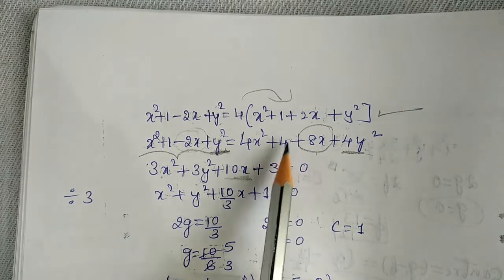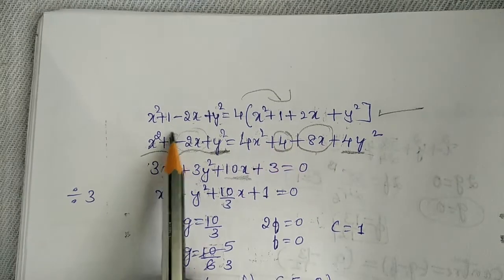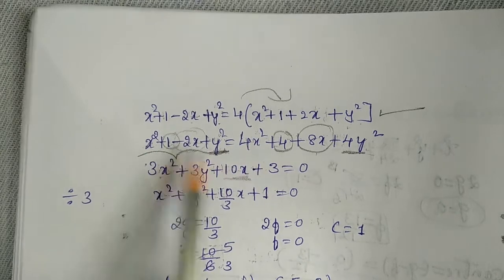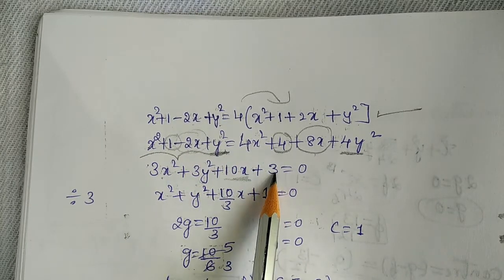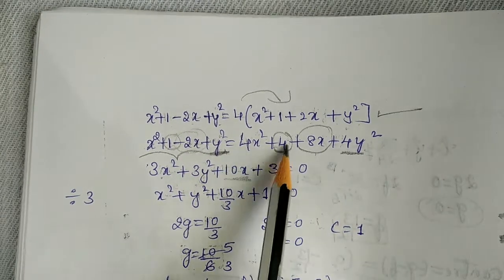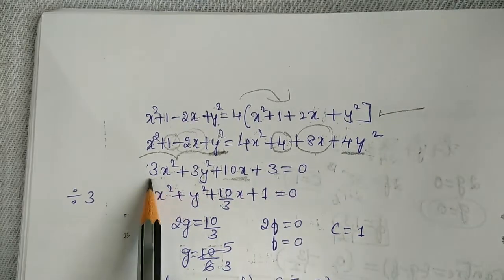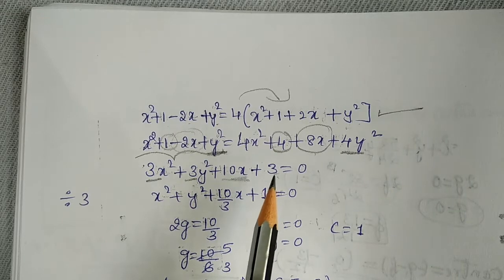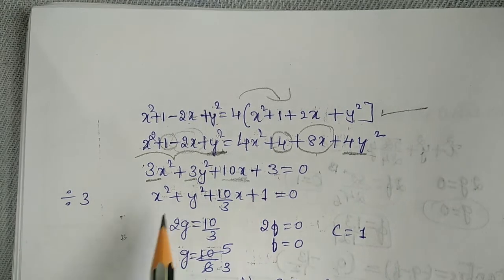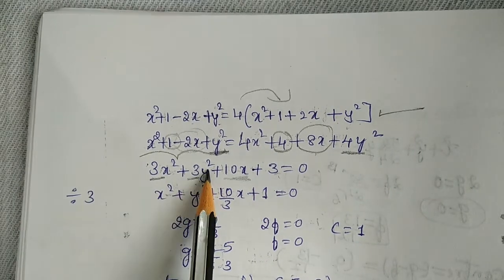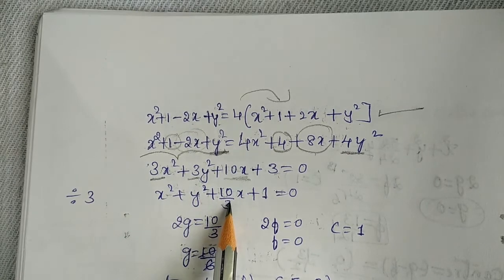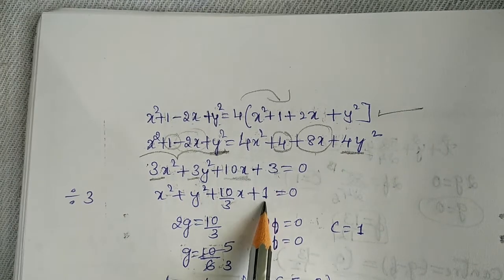Then the last terms are constant terms. Here we have 4. Here we have plus 1. So 4 minus 1 becomes what? 3. If you take to the right, then plus 1 becomes minus 1, then 4 minus 1 is 3, which is equal to 0, but it is not in the standard form. Here we have 3. So therefore divide throughout by 3. We remain with what? 3 by 3 gets cancelled, x square, 3 by 3 gets cancelled, y square, 10 by 3 x, and 3 by 3 gets cancelled, we remain with 1.